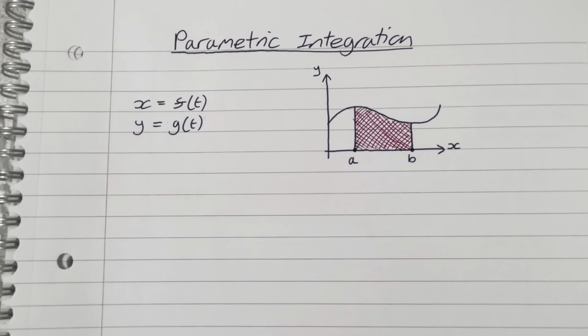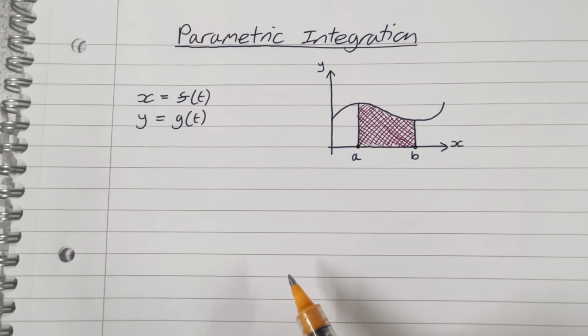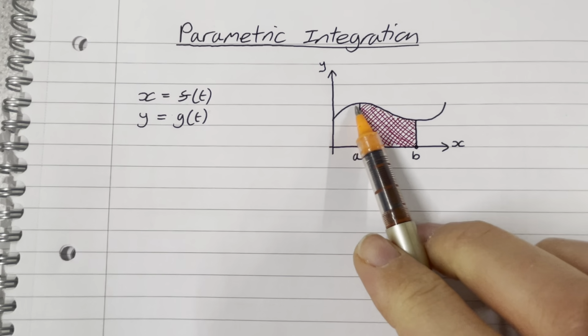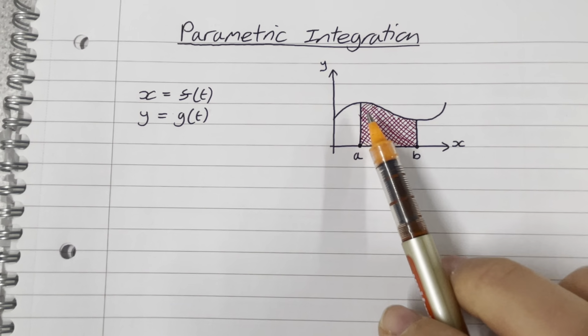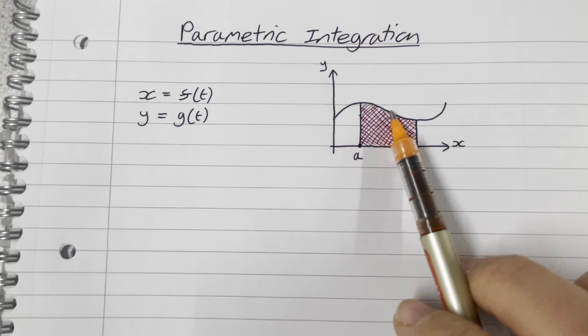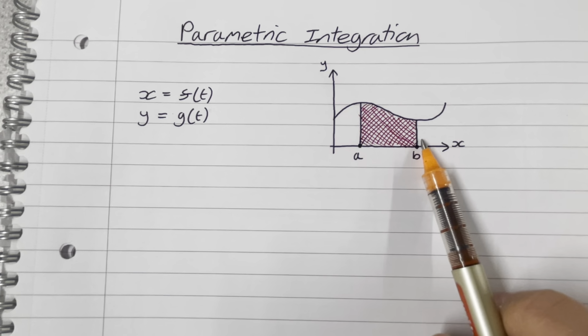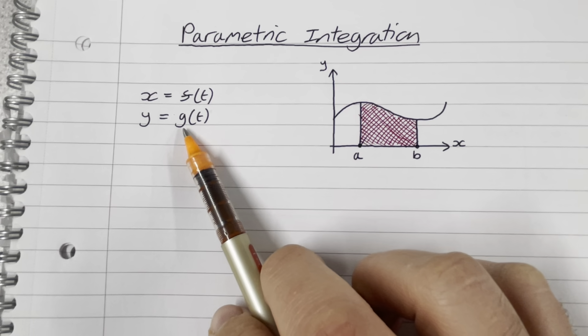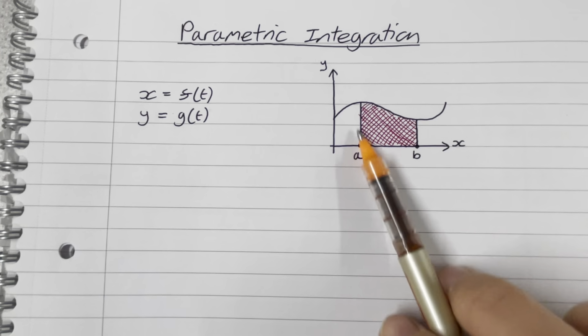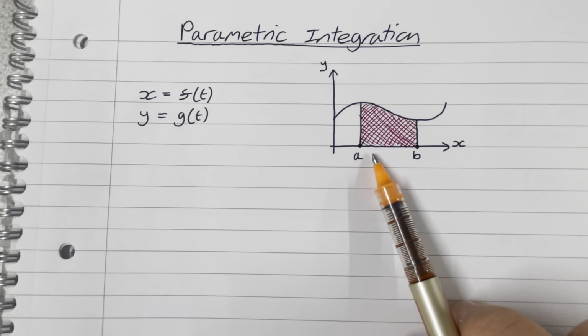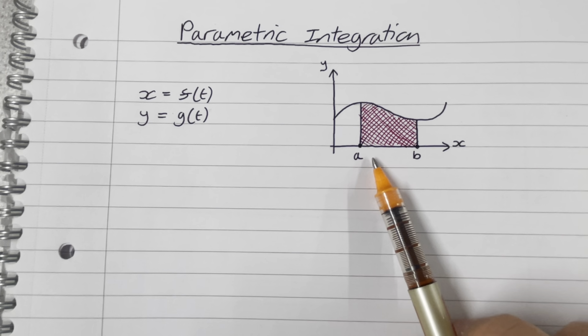And the final part of parametric equations is going to be parametric integration. So what we've got here is just like with normal definite integration: we've got a curve, y is a function of x, and we want to find this area here that's shaded. The problem is we don't have y as a function of x, we have y as a function of t, and x is a function of t, where t is a parameter. So we can't just find the integral of y between a and b with respect to x.